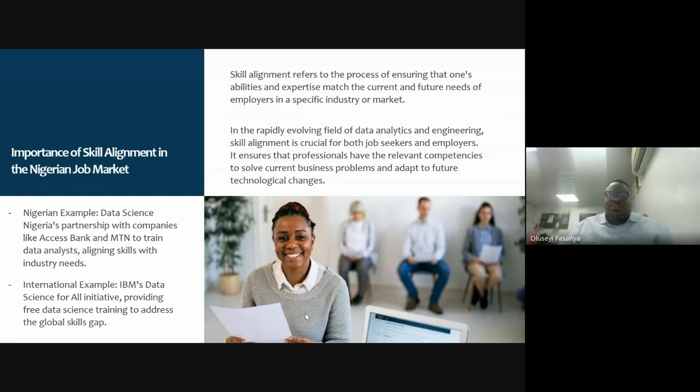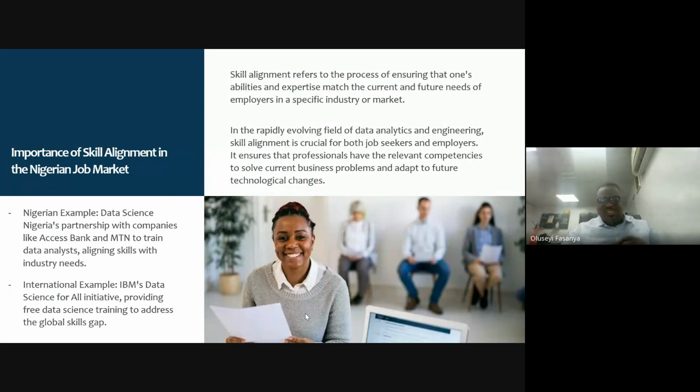So skill alignment actually refers to the process of ensuring that one's ability and expertise match the current and future needs of employers in a specific industry or market. And in the rapidly evolving field of data analytics and engineering, skill alignment is crucial for both job seekers as well as employers. I can tell you from experience, one of the things we're experiencing as recruiters is that we've witnessed a dearth of knowledge and a dearth of skills when it comes to IT.